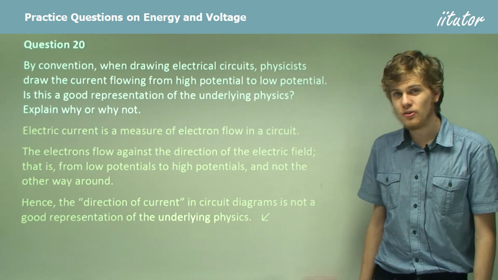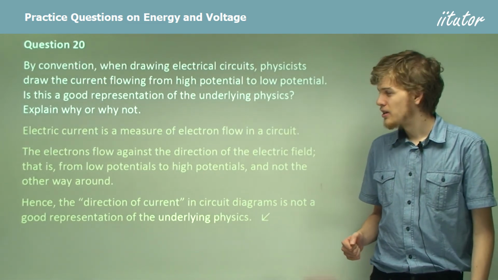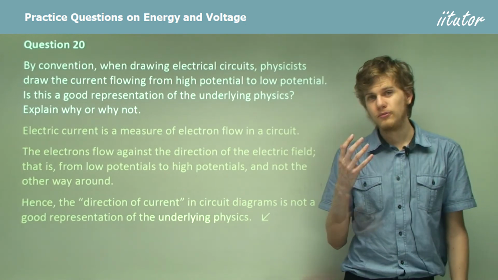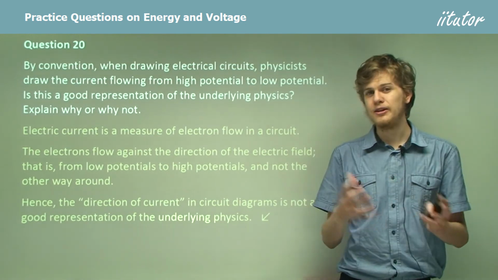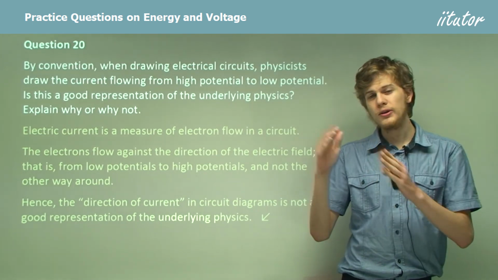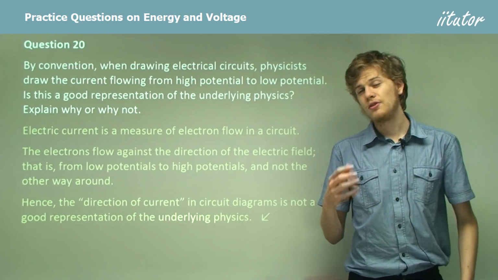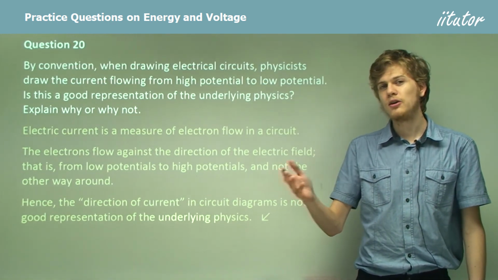So that's the end of the questions, which means that we're at the end of the section. So in this section, we've learned about electric fields and how they affect the energy of particles passing through them. If we mark 2 points in an electric field, we can calculate the voltage between them, which is like the height of a hill that the charged particle can roll down.